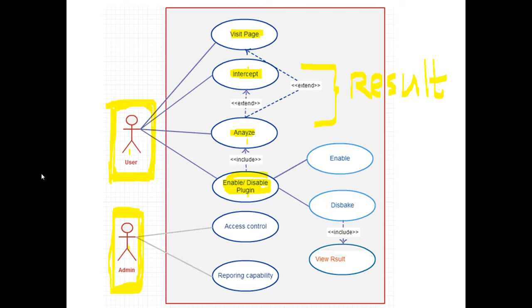Okay, so with our admin portal, the user will be able to perform the reporting capability. The meaning of reporting capability is he will be able to see which users visited which sites, at what time, and also the result of the page, whether it is malicious or not. All those things people can see.